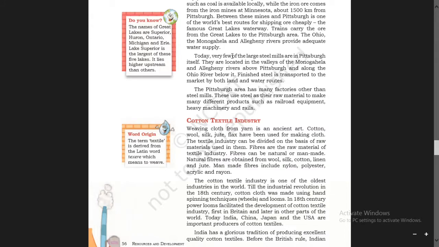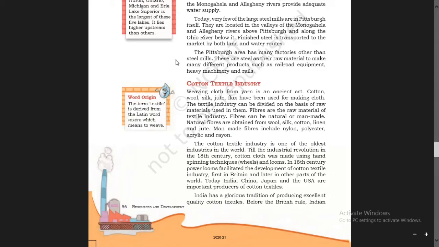Today, very few of the large steel mills are in Pittsburgh itself. They are located in the valleys of the Monongahela and Allegheny rivers above Pittsburgh and along the Ohio River below it. Finished steel is transported to the market by both land and water routes. Finished steel which is ready for use.